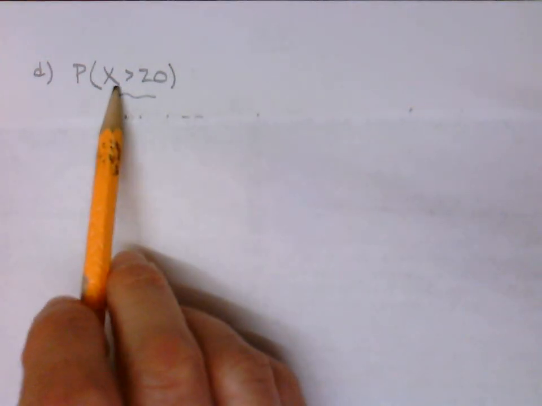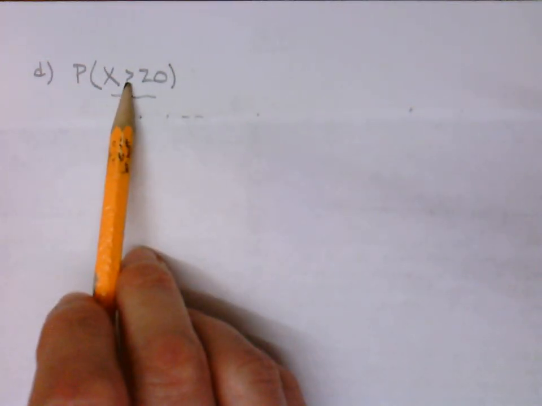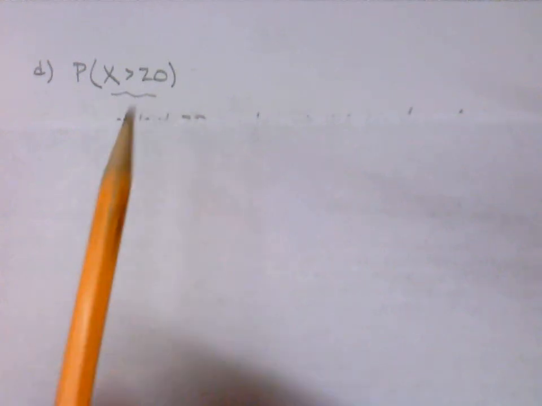Part D. What proportion of Americans take over 20 minutes to fall asleep? Now we're flipping it around. What are the chances that capital X is greater than 20, more than 20? Okay, here's the idea. We don't have a formula for that. We only have a formula for a less than. So what are we going to do?